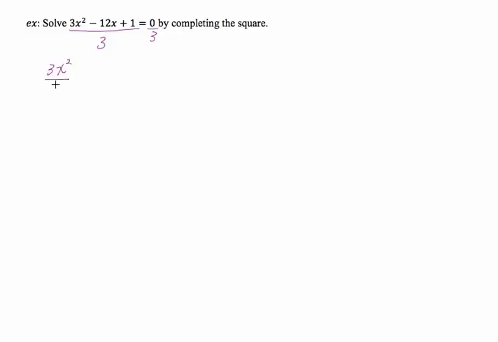And then we can split this on the left into 3 separate fractions, 3x squared over 3 minus 12x over 3 plus 1 over 3 equals 0 over 3. Well, 0 over 3 is just 0. Those 3's cancel. 12 over 3 is 4. So we get x squared minus 4x plus 1/3 equals 0. And now we have converted it into an equation whose leading coefficient, that is the coefficient of x squared, is 1. And so from here we follow the normal steps. So we're going to move that 1/3 over to the other side to get it out of the way.